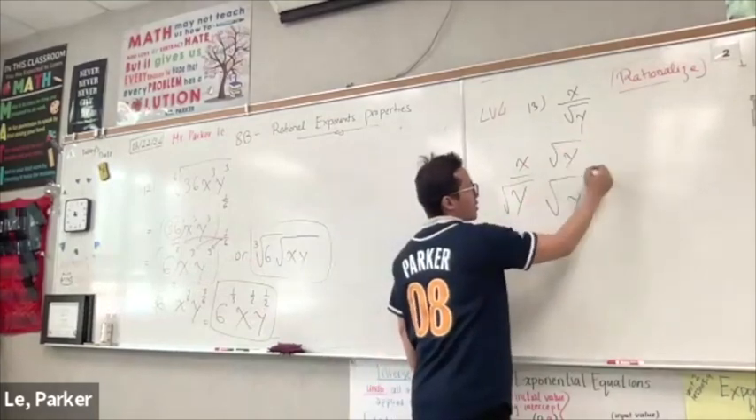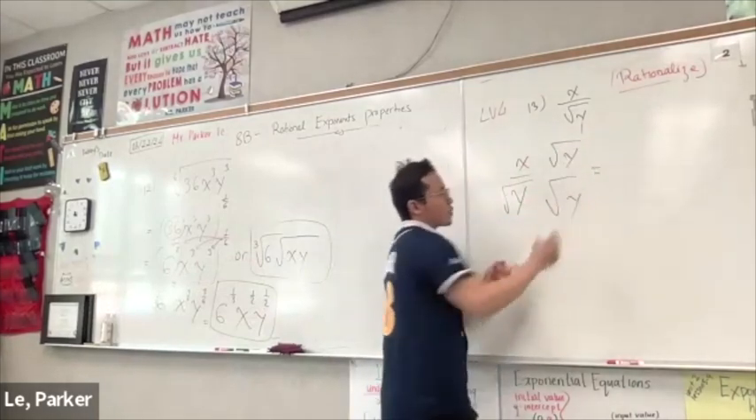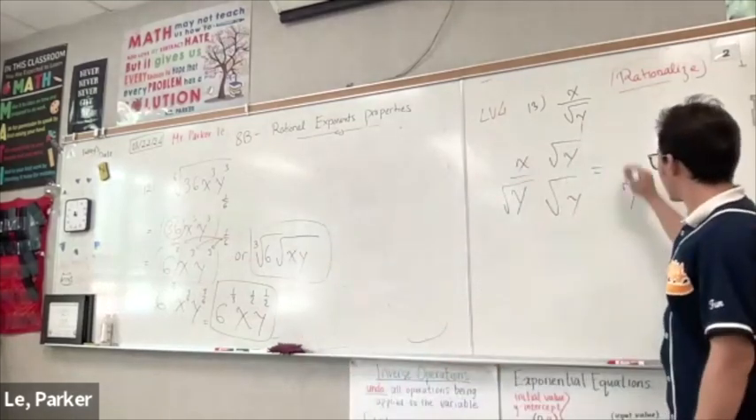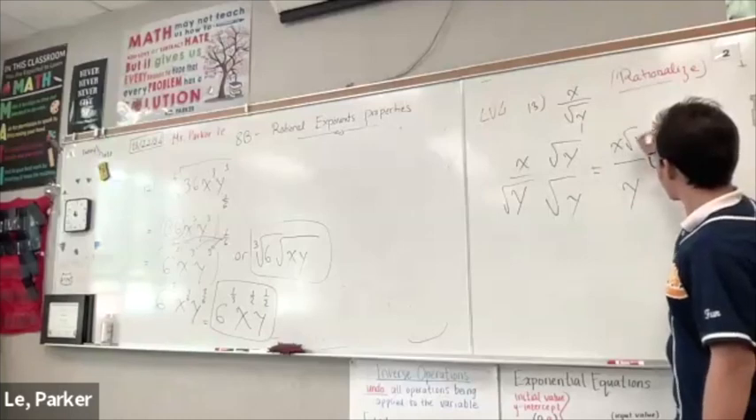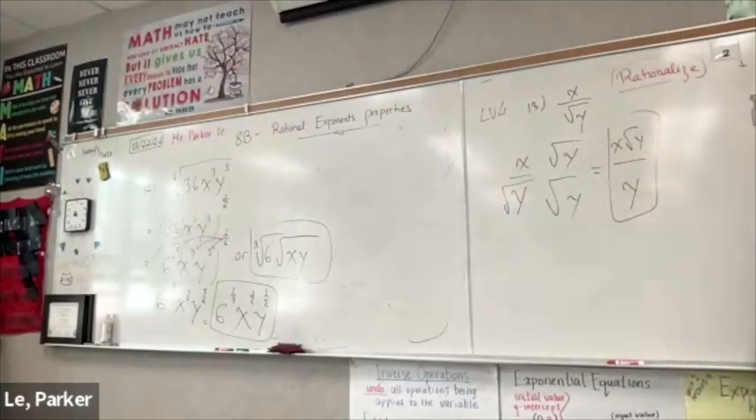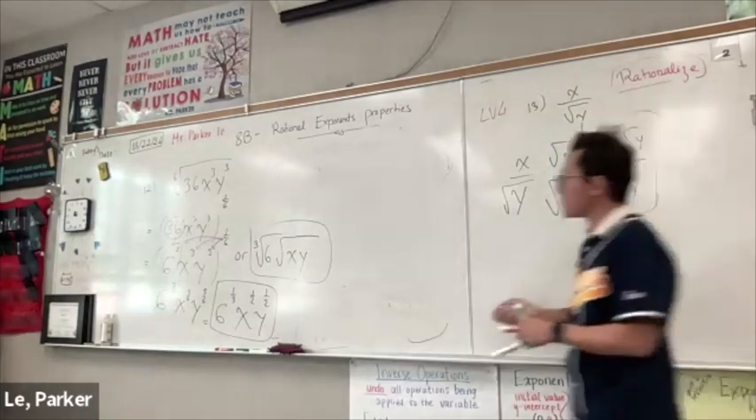Whatever you do to the bottom, you need to do to the top. What is the square root of y times the square root of y? It's just y, right? So that's level 4. Level 4 is actually just rationalizing. It's a different topic. It's not hard, but it's a different topic.